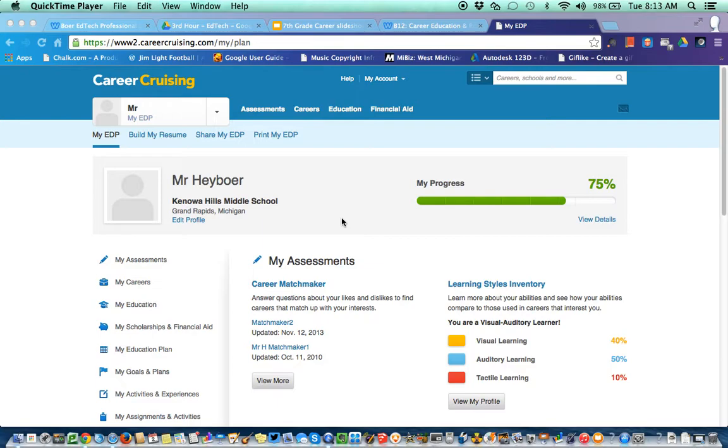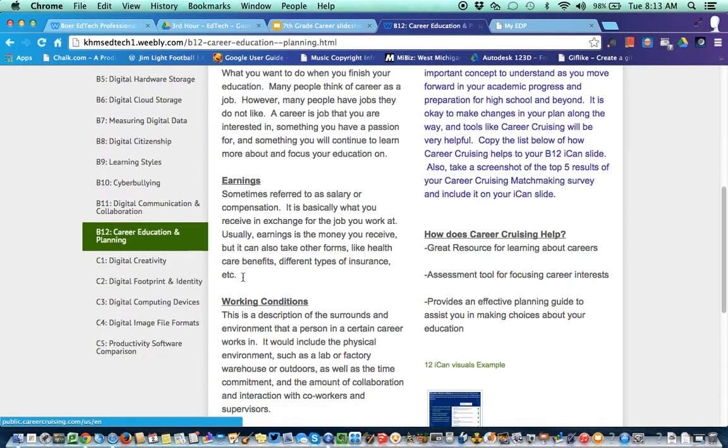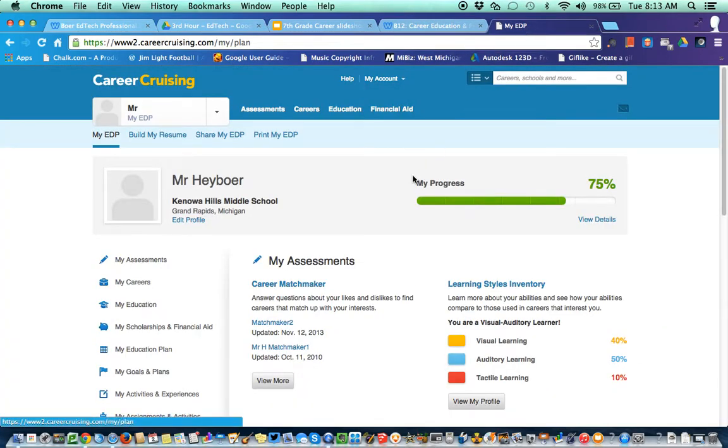Now, some things that you want to have open here, guys, right now as I go through this with you. First of all, just a reminder, if you're not sure how to get to Career Cruising, you can go to B12 because that was the ed tech concept about careers. You can click on Career Cruising, and then you can log in there. Now, don't forget your login is KH dash your student number, and then your password should be your school password.